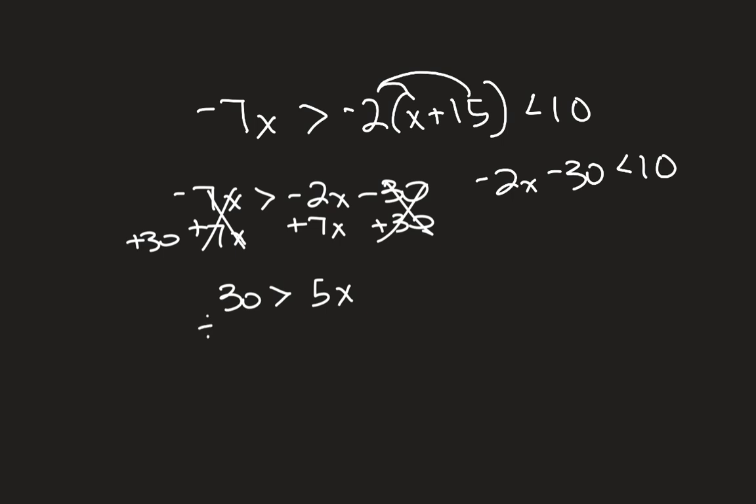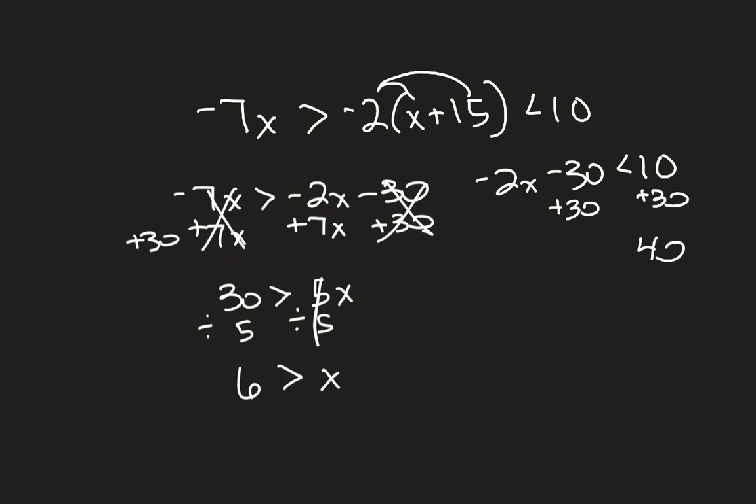Now we're going to divide through by 5 on both sides. And we're going to end up with 6 is greater than x, because that cancels out. And then we're going to do this. We want the x to stay in the middle, so we're going to add 30 to both sides.